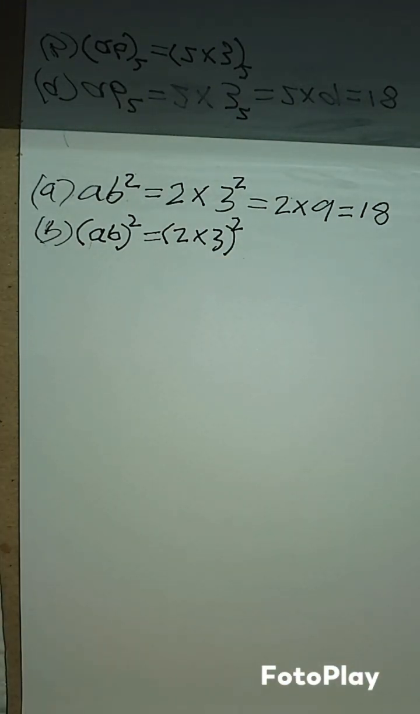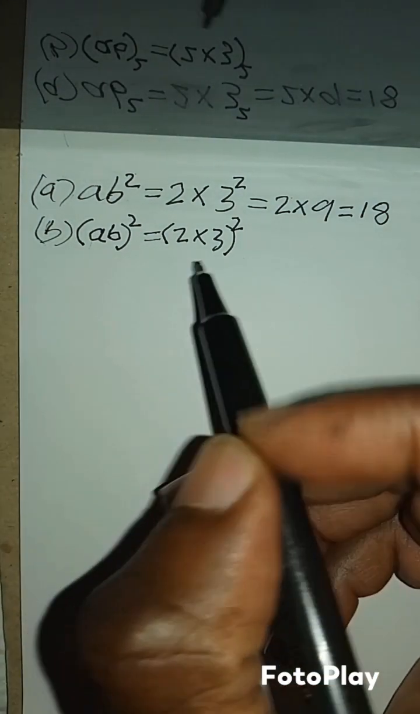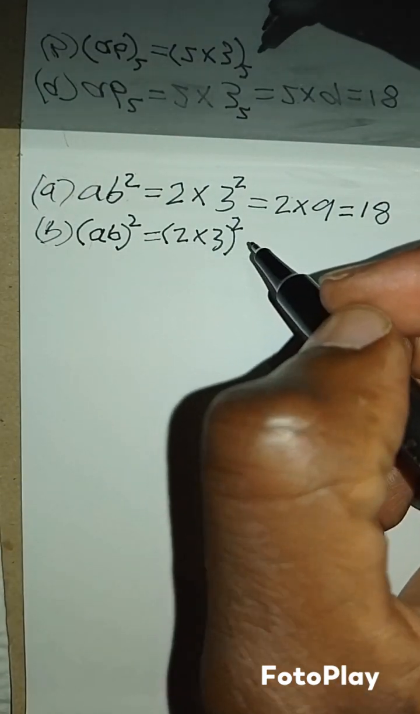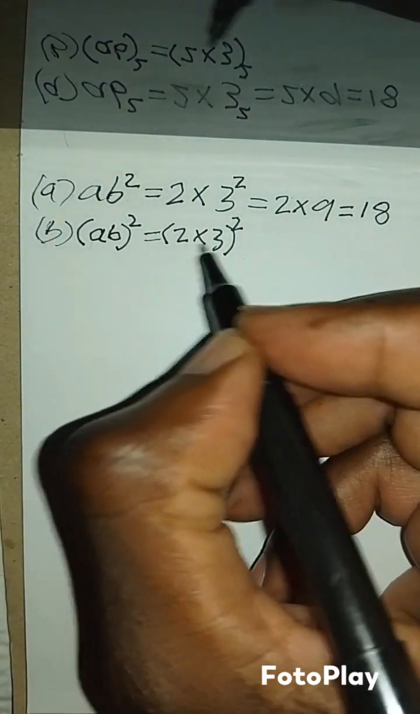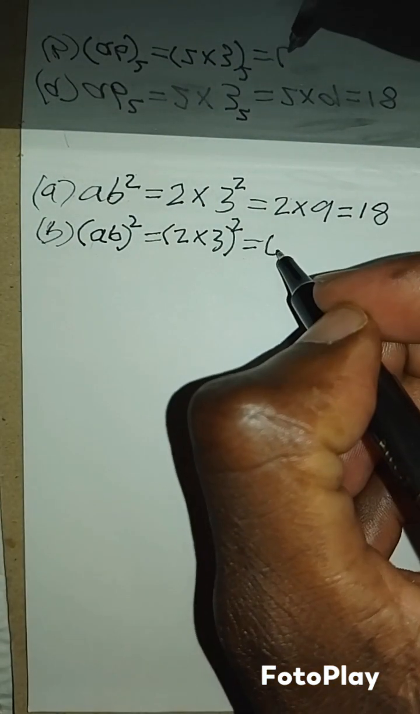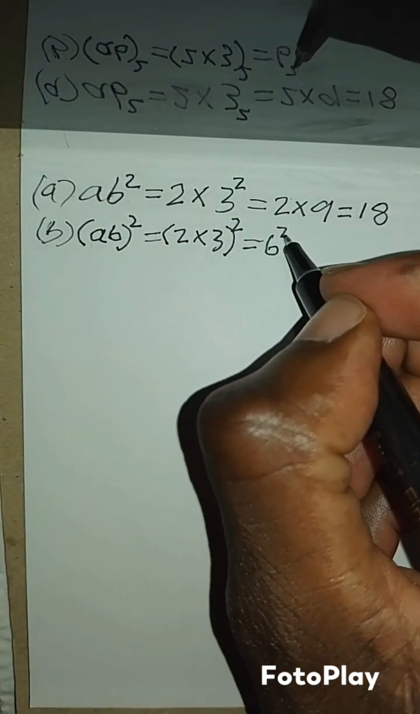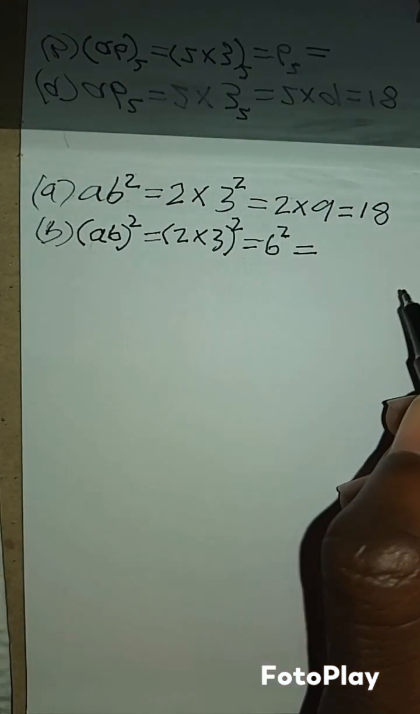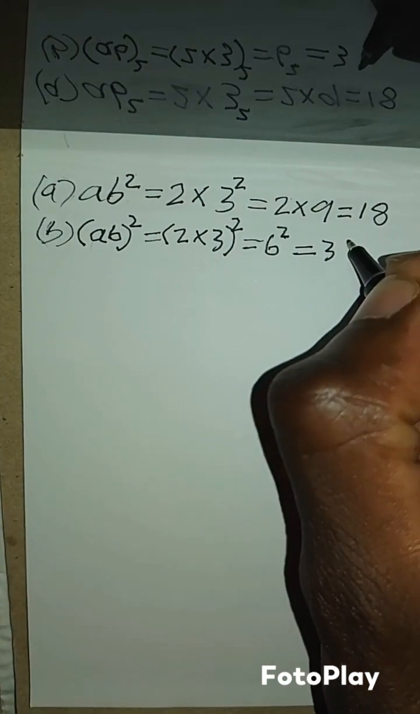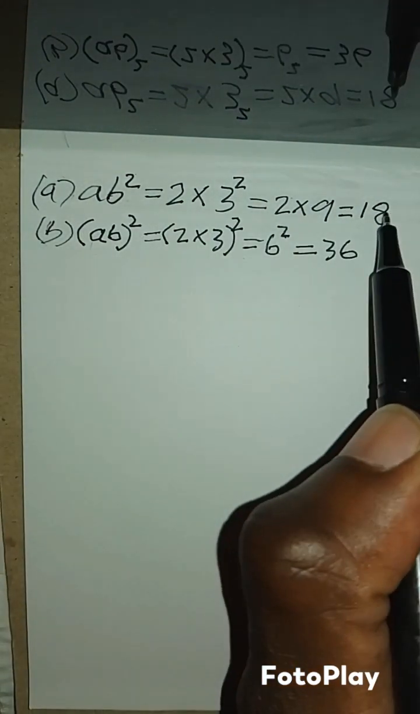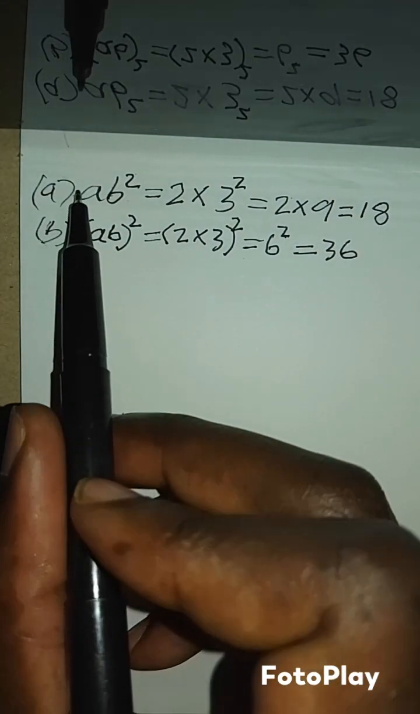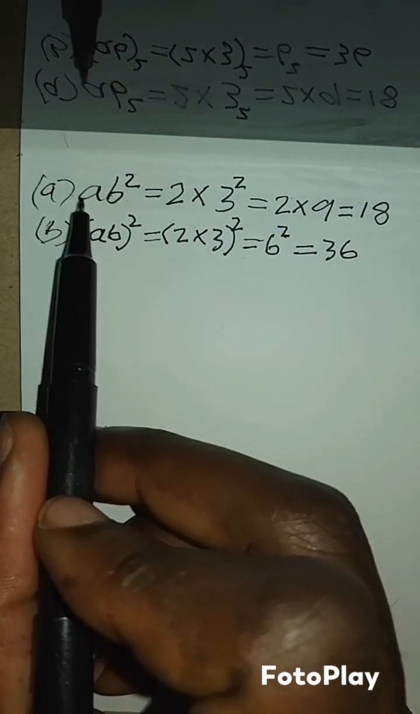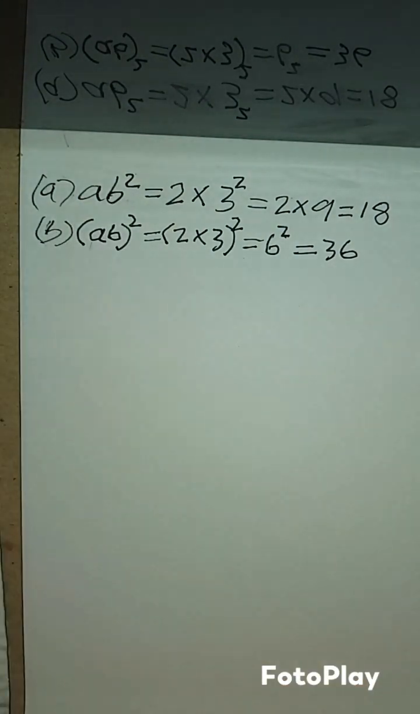Okay, let's proceed. In this way, we still remember BODMAS, which is bracket first. Solve the numbers which are in the bracket. So how can we do it? We just say 2 times 3 is equal to 6, then to the power 2. The final answer: 6 to the power 2 is 36. You see? The answers are very, very different. The bracket and the no-bracket equations are very different. Those two equations are not the same.